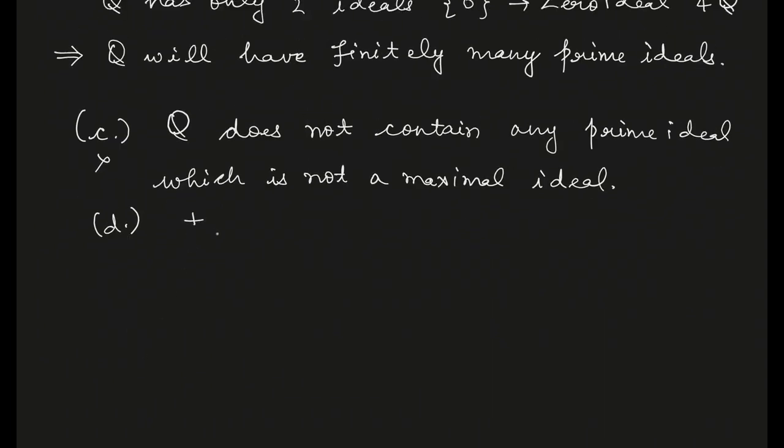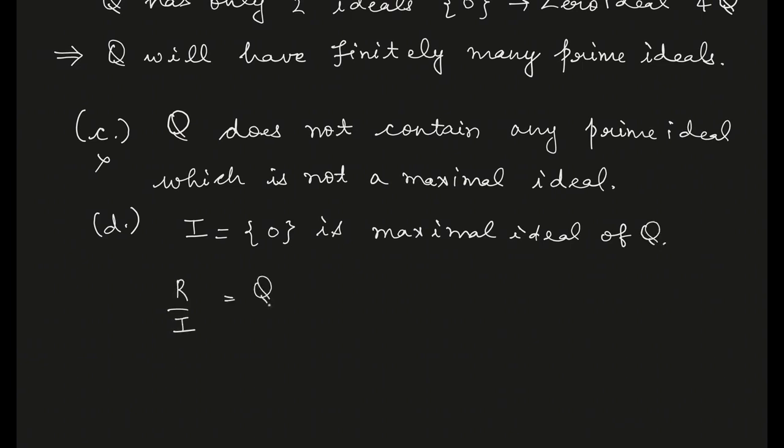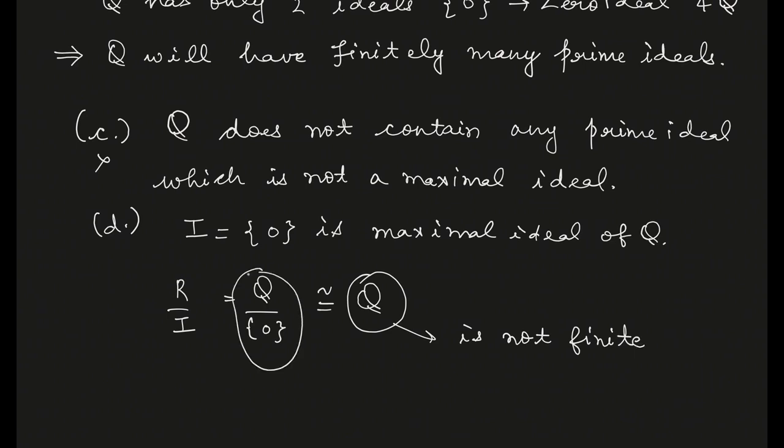Now if I pick a maximal ideal, this is the maximal ideal of the rationals. So R by I means Q by 0. This will be isomorphic to rational numbers only, and this rational number is not finite, right? When this is not finite, then the residue field cannot be finite. So option D is also wrong. Now as options B, C, D are discarded, the answer is option A.